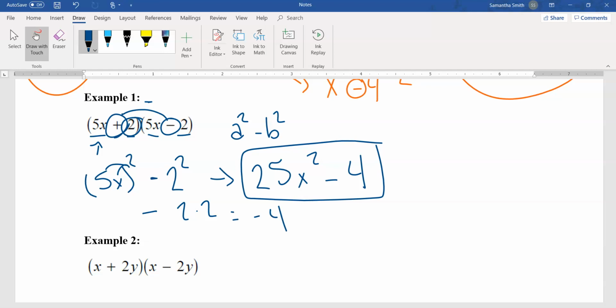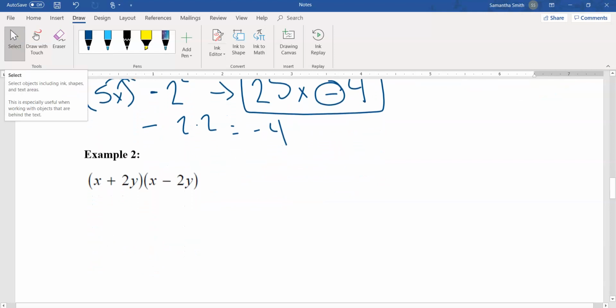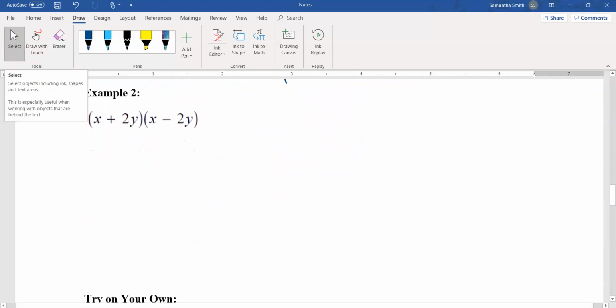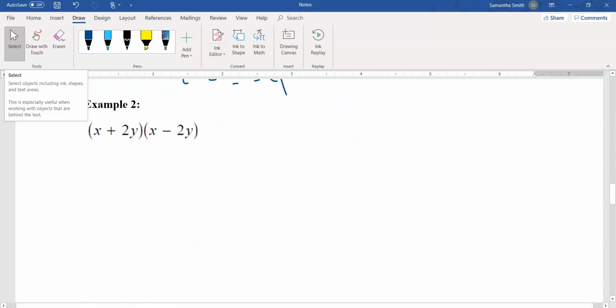Okay, so make sure that you keep this negative in between them, because that is the pattern, to have that negative between them. Okay, if you need any help with that, let me know. All right, example 2. Oop, I don't want you to do the try it on your own yet.